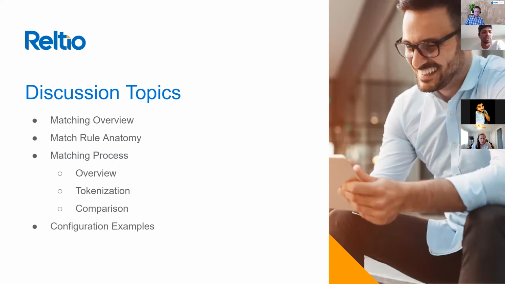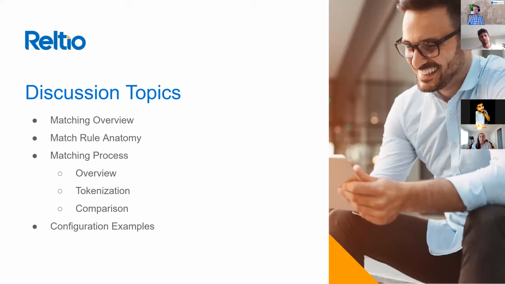So these are the topics for discussion today. We'll talk about what matching is at a very high level. Then we'll get into the match rule anatomy, which is basically how you write the match rules, or what are the different components of the match rule. And we'll spend more time on the matching process, how the overall matching works behind the scenes.